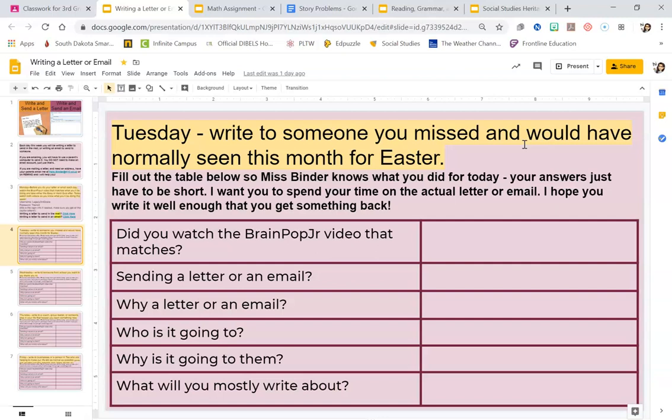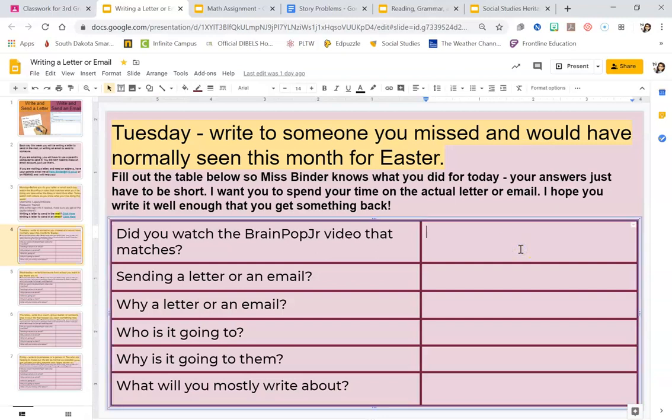So you're going to fill up the table below. So just right here, click, did you watch the BrainPop video that matches? Either your email or your letter, yes or no. Are you going to send a letter or an email? Tell me, letter or email. Why did you choose the one you chose? Who are you writing to? Why are you writing to them? And what are you going to mostly write about to them? So just fill in this chart right here with answering these questions about who you decide to write to and if you're going to write them a letter or an email.